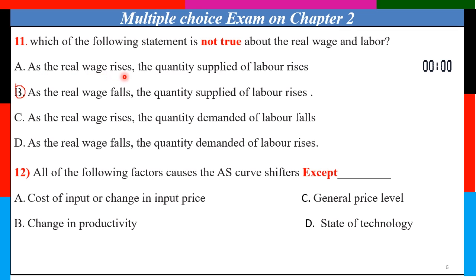As the real wage rises, quantity supplied of the labor also rises or increases. This is true because when the real wage increases, the workers become motivated or encouraged, and the quantity of the supply of the labor in the market is increasing. As the real wage rises, the quantity demanded of the labor falls. This is true. The wage of the worker is increasing, meaning no one wants to employ or hire the labor with the high wage. At that time, the demand for the labor in the market is declining.